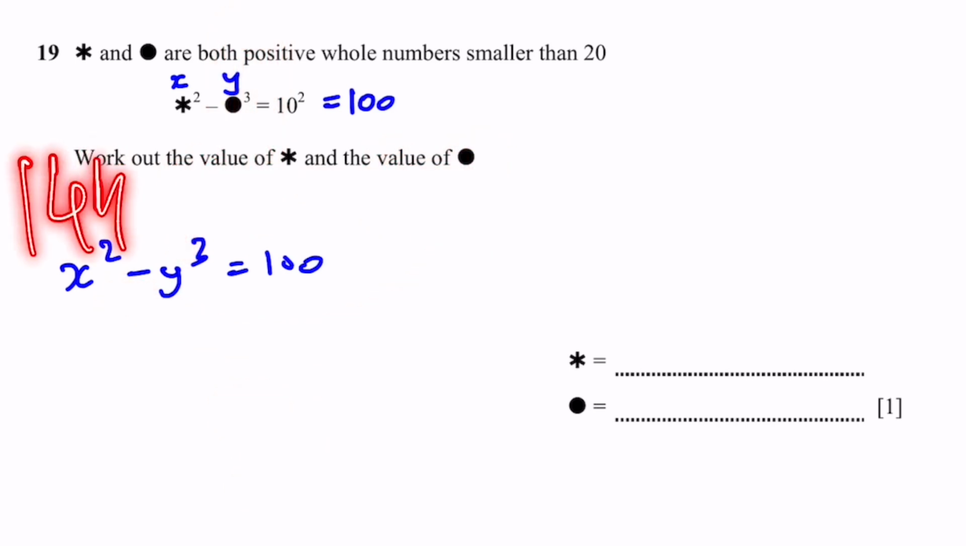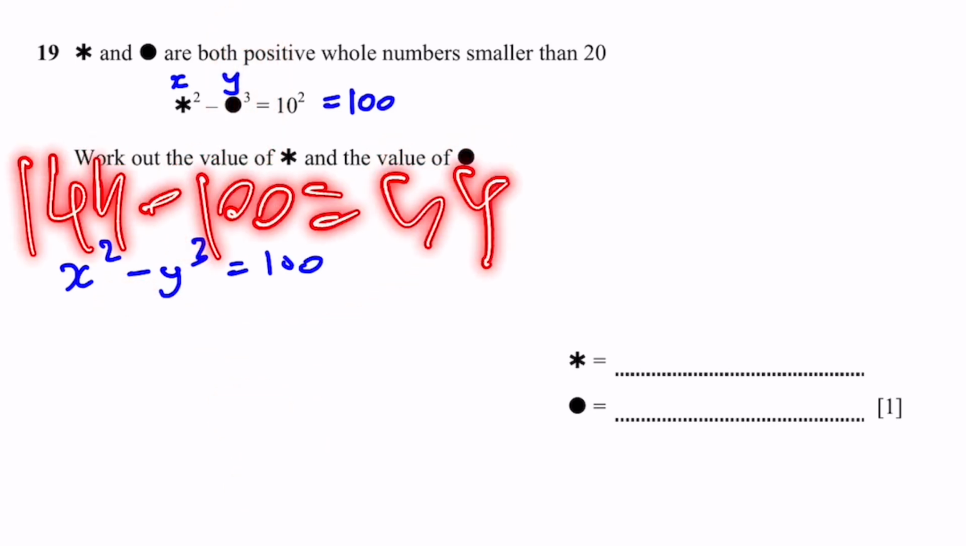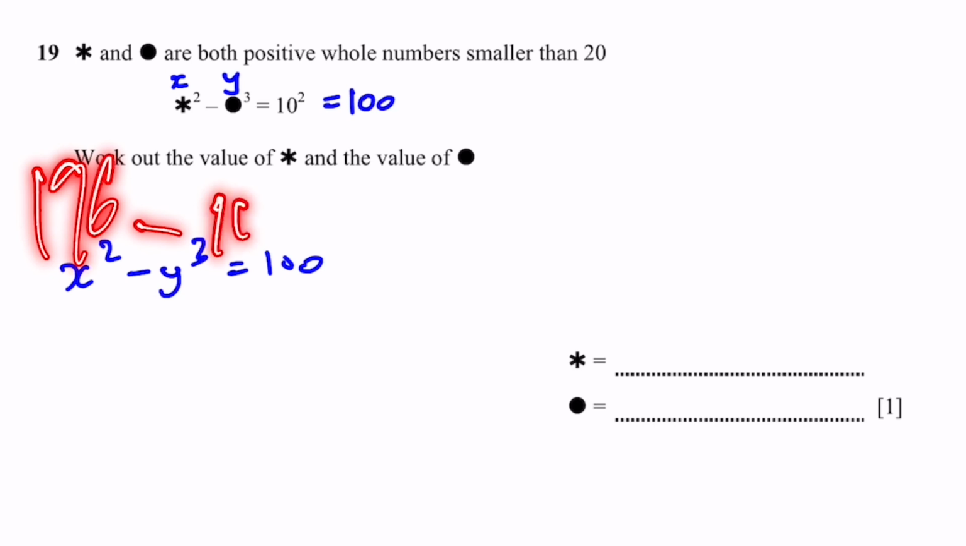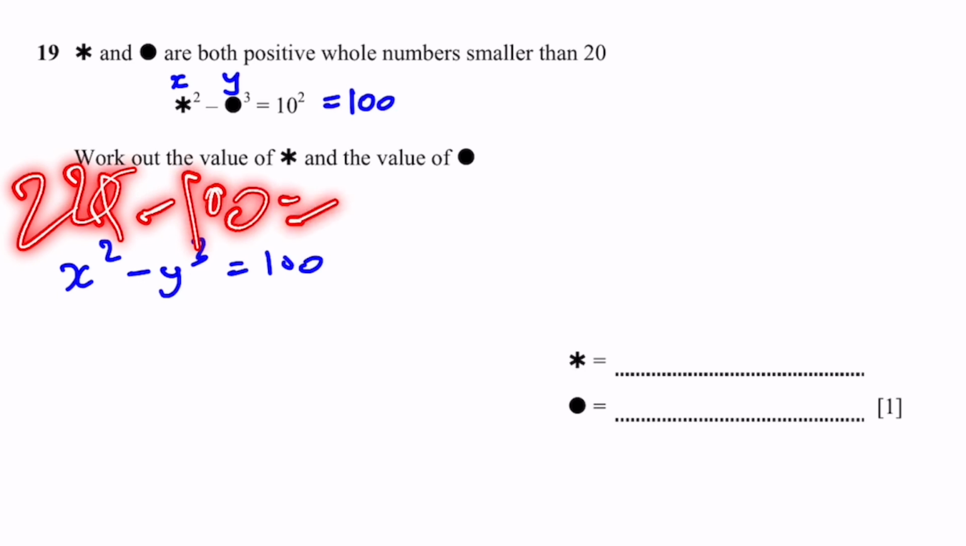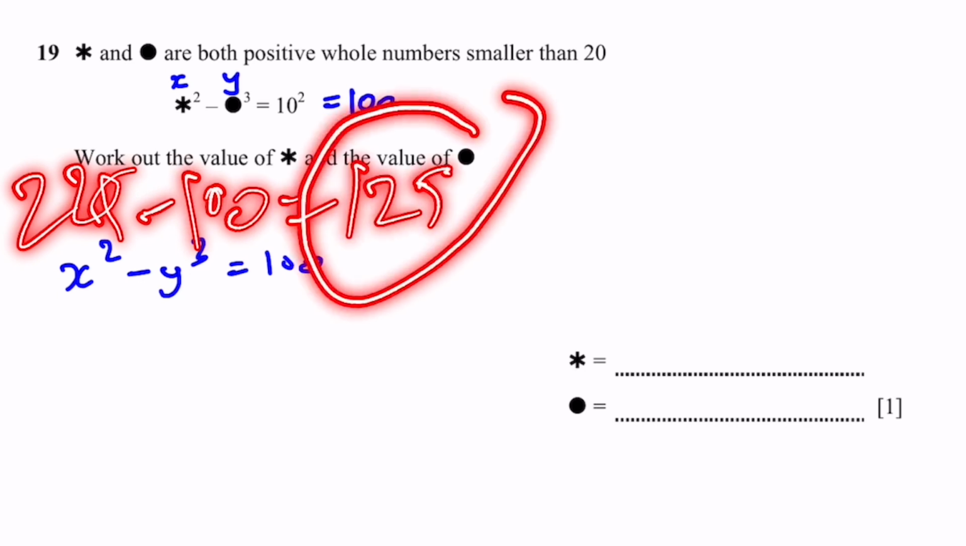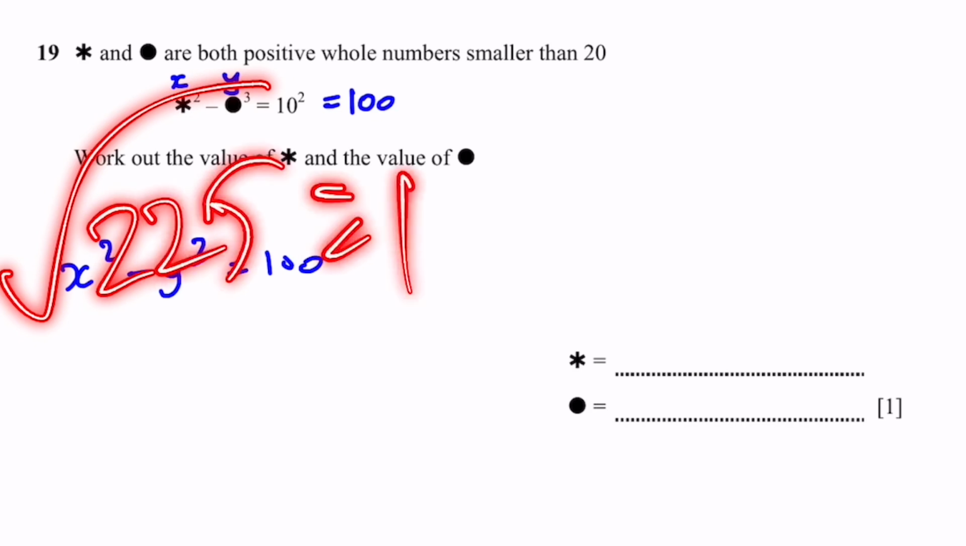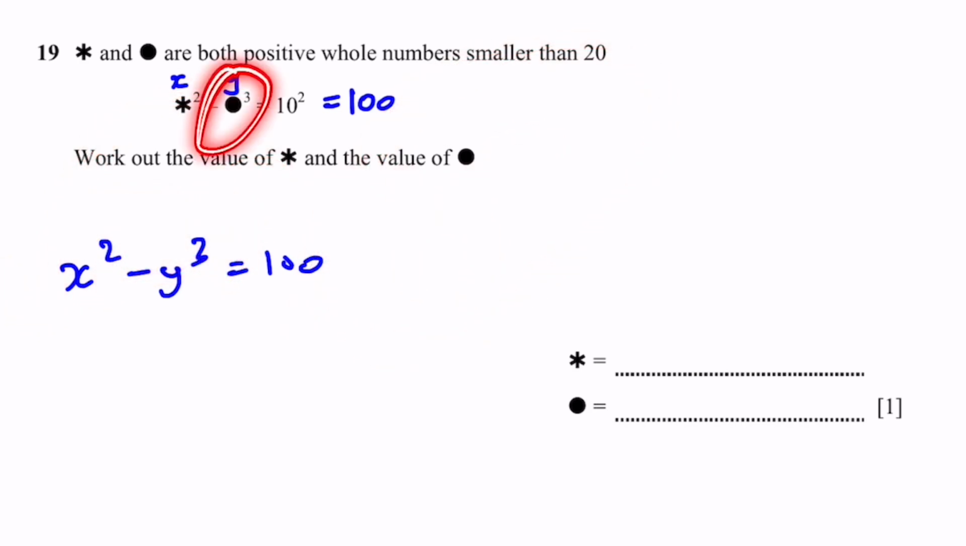Do the same thing. 144 minus 100 is 44, which is not a cube number. 169 minus 100 is 69, also not a cube number. 196 minus 100 is 96. 225 minus 100 is 125, and oh wait, 125 is a cube number. That's 5 cubed. That means x is the square root of 225, which is 15, and y is 5. That means x, or the asterisk, is equal to 15 and the circle is equal to 5.